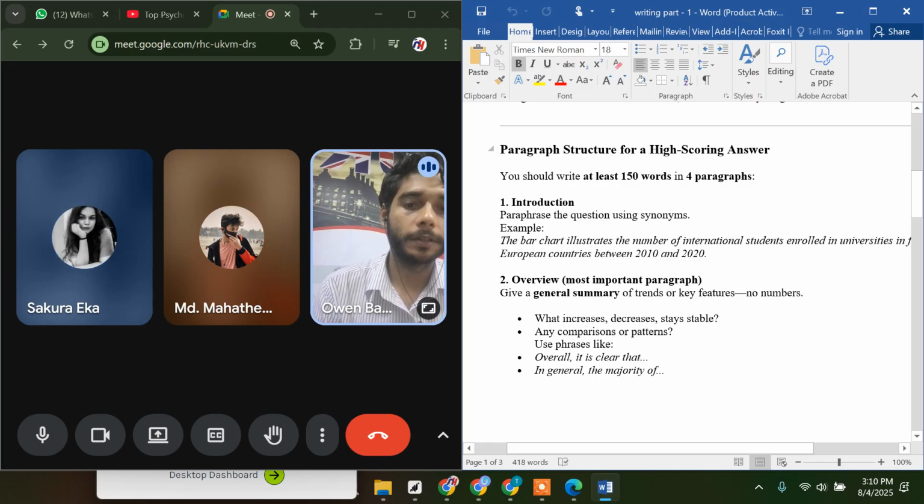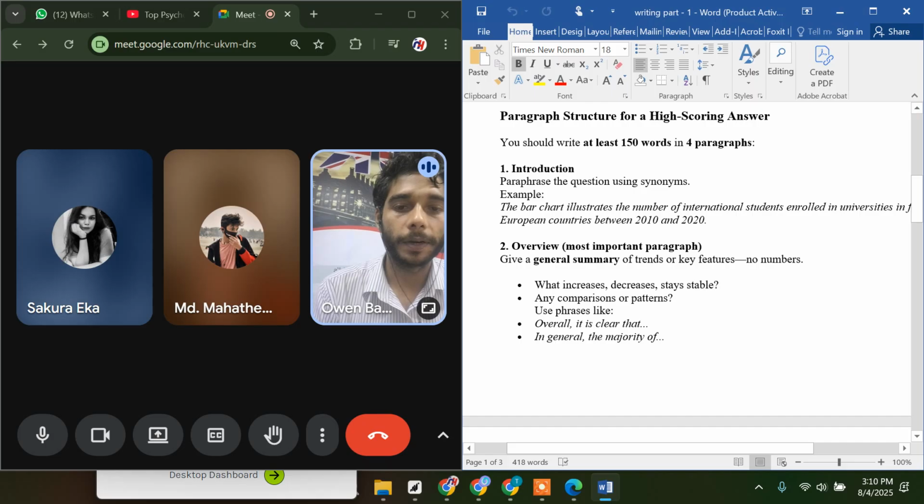Paragraph structure for a high scoring answer. You should write at least 150 words in 4 paragraphs. The first paragraph is your introduction. Paraphrase the question using synonyms.